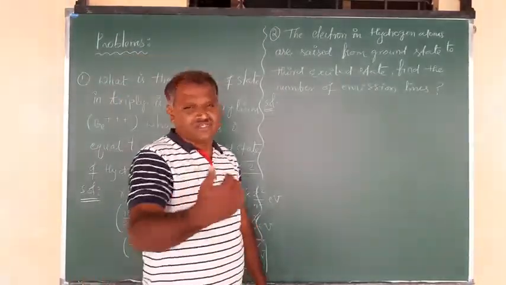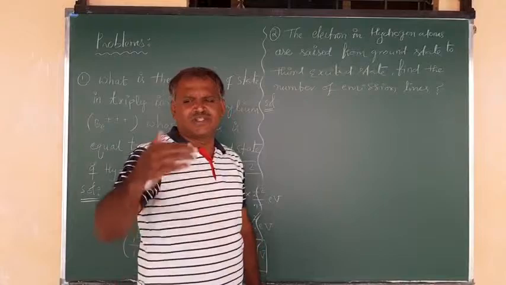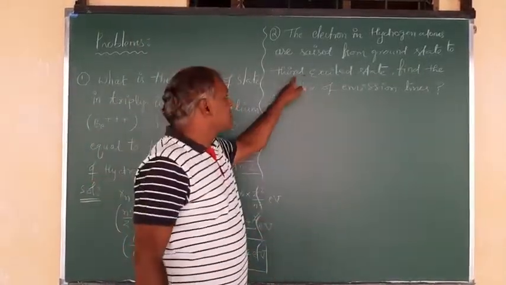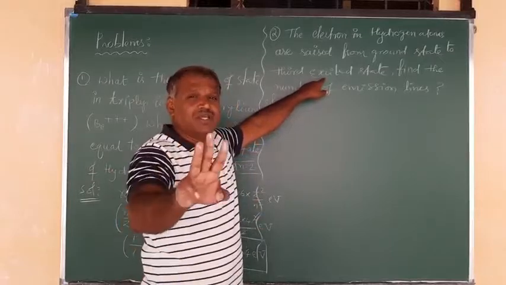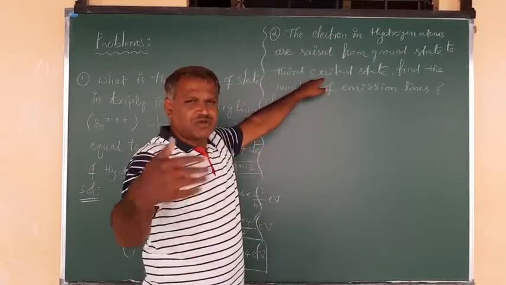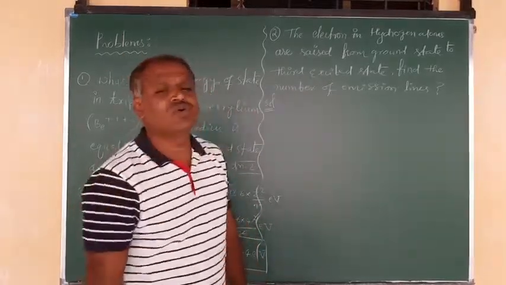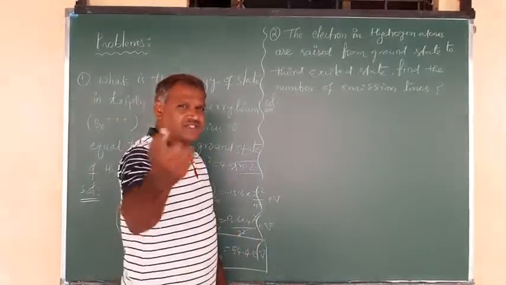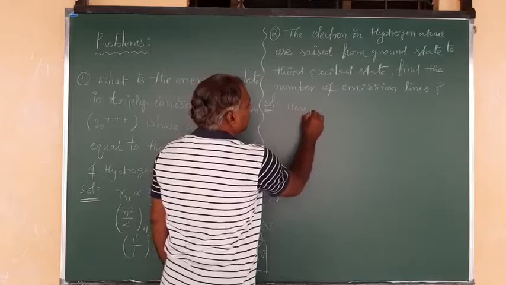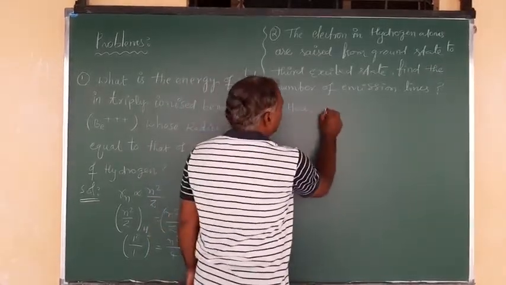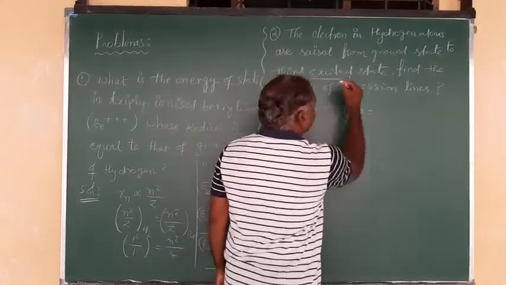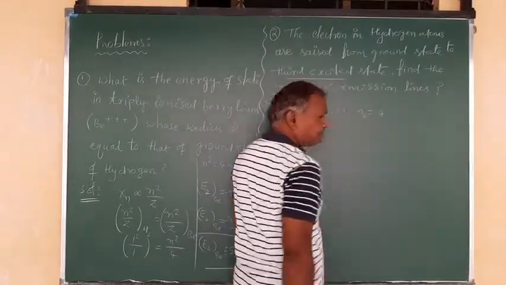Third excited state, right? Not first excited, not second excited, third excited. So a third excited state means what is the n value? It is not 3, it is 4. Excited means n is equal to 2 onwards it can be started. First excited means n is equal to 2. So here, according to the data, n1 is 1, n2 for the third excited state is 4.